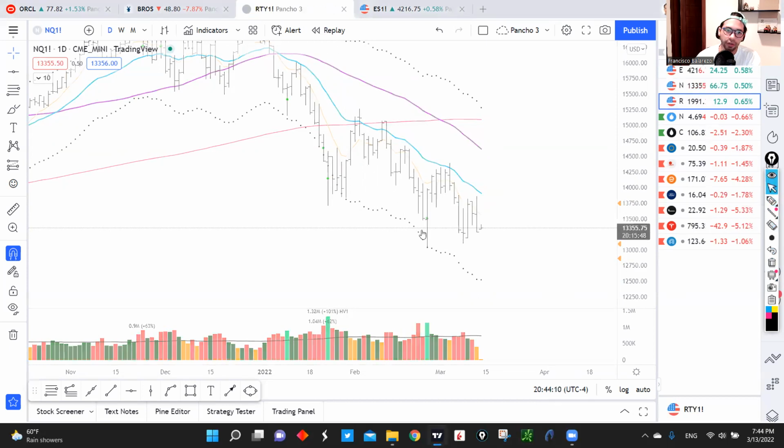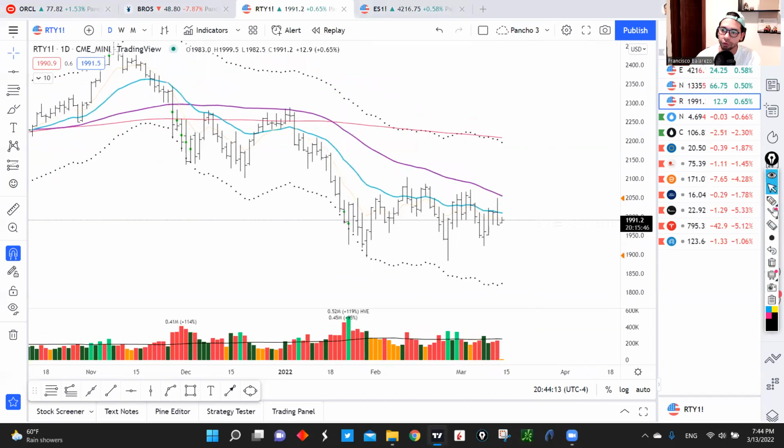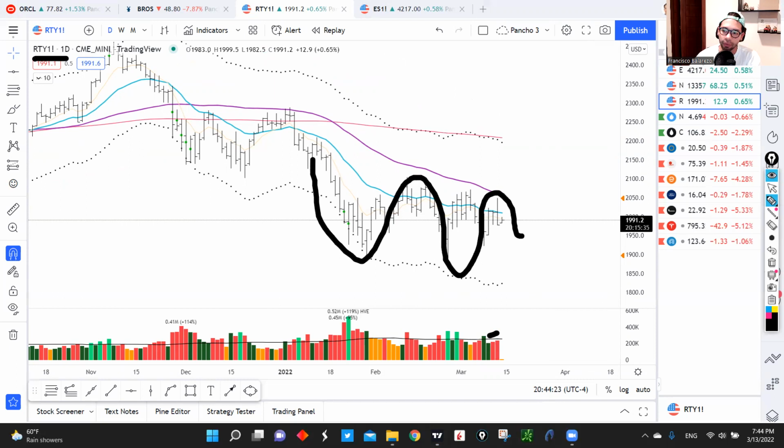Now let's go into the RTY, which is the IWM futures contracts. Right here is the RTY, and if we take a look, we continue to see that the selling volume continues to be high. And this is basically just chopping around.